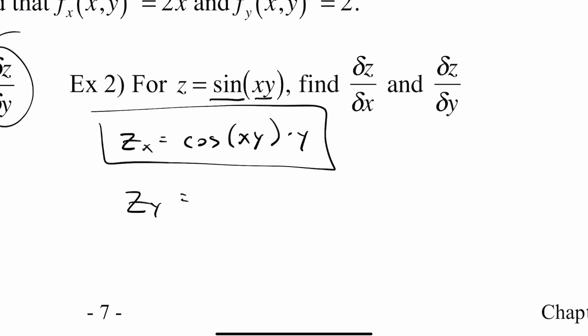Likewise, z_y would be the derivative of the outside function. Derivative of sine is cosine. What's inside stays the same. And then multiply that with the derivative of what's inside. The derivative of xy with respect to y would be x.